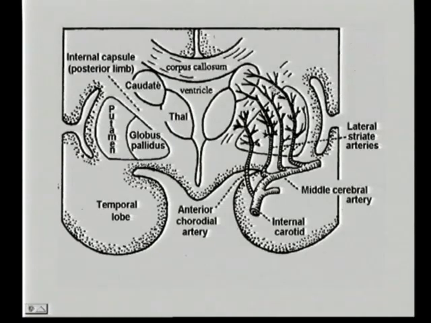Now the anterior limb is supplied by the medial striates, which is a branch of the anterior cerebral. And another little trick is that some people think that the genu of the internal capsule is supplied by a direct pathway from the internal carotid.